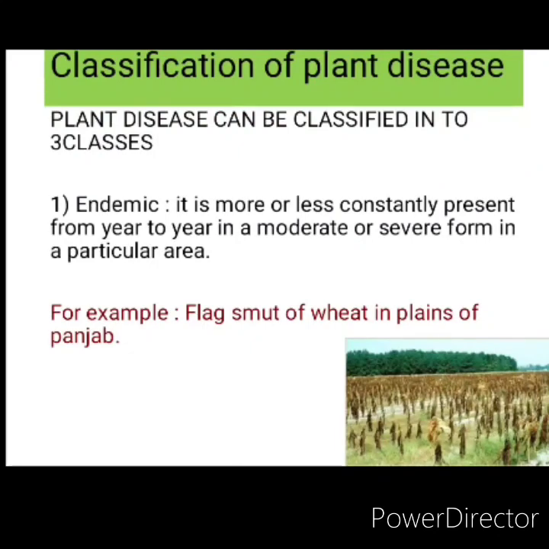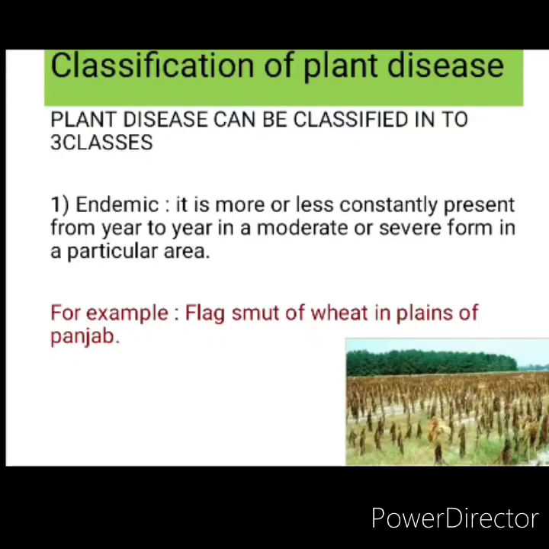Now we move to the most important part of plant pathology, that is the classification of plant diseases. Plant diseases may be classified in several ways. They may be classified according to their causal agents, such as diseases incited by the myxomycetes, oomycetes, ascomycetes, basidiomycetes, and deuteromycetes. As we know, plant diseases are maximum caused by fungi.